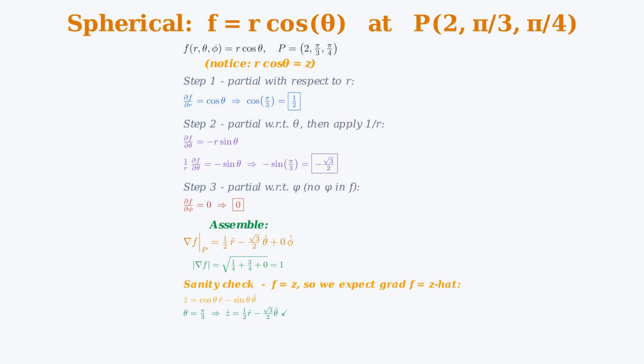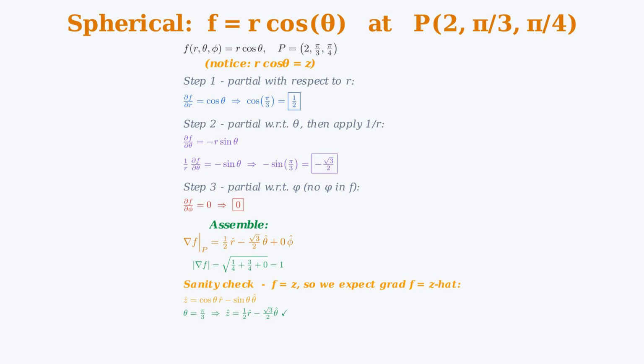Step 2. Partial with respect to theta. Treat r and phi as constants. The derivative of r cosine theta with respect to theta is minus r sine theta. The theta component of the gradient is 1 over r times this, which gives minus sine theta. At theta equals pi over 3, sine equals root 3 over 2. So the theta component is minus root 3 over 2. Notice that the 1 over r exactly canceled the r in the derivative, but you still must write the 1 over r in the formula. If we had a function with extra r dependence, the cancellation would not happen.